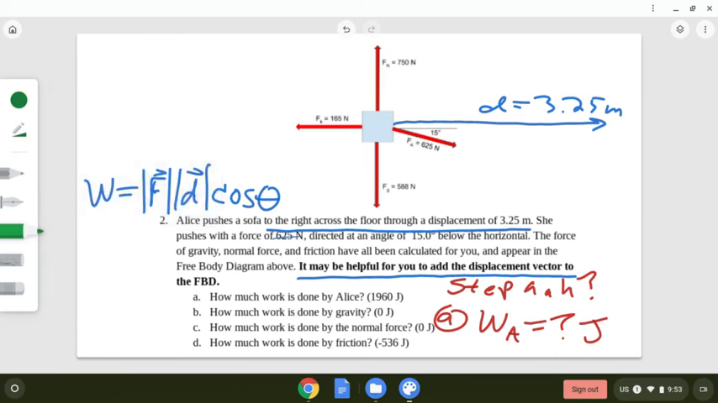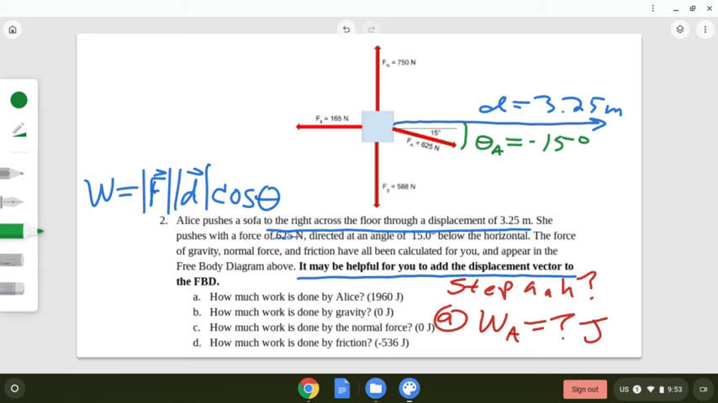Starting with the angle between Alice's force and the displacement, that's the most obvious one. That's this angle right here. Let me call this theta sub A, the angle of Alice's force, is equal to 15 degrees. Technically, let me call it negative 15 degrees, just keeping with the convention of how we measure these angles.